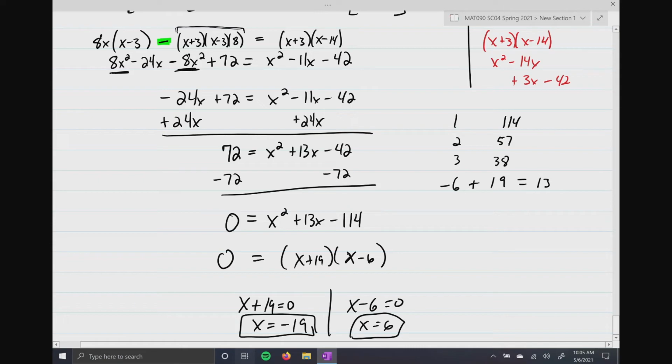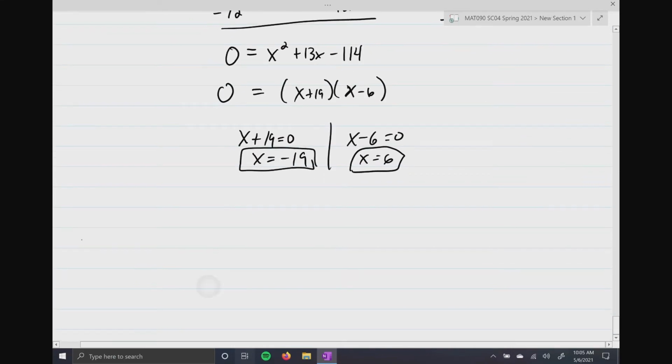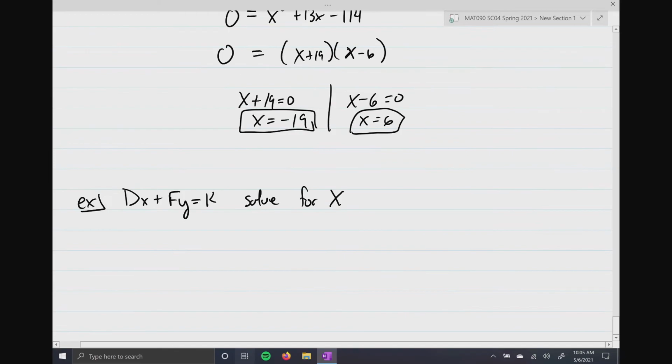All right. So we're almost done. Couple more examples. If I just give you an equation and I say solve for a specific variable, all right, what you're going to have to do is know how to do that.